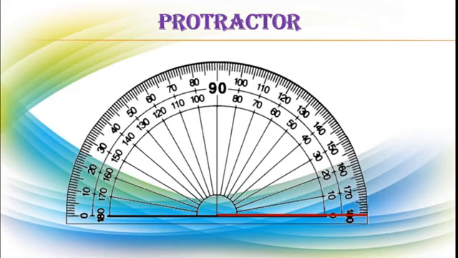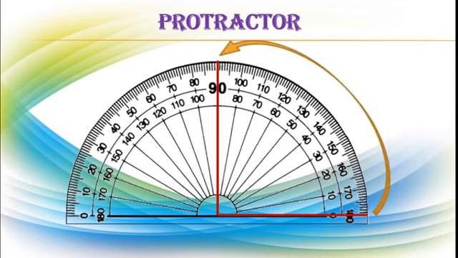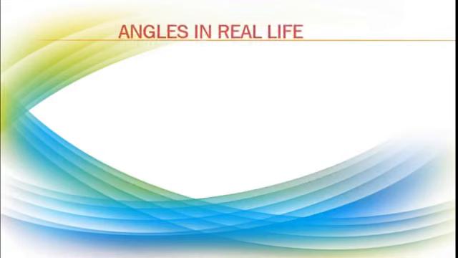See students, this is 0 degree and this is L shape, that is 90 degrees. See, from here to here, that is a right angle. Now a right angle is equal to 90 degrees. Okay, confirm. We will move on to the next one.